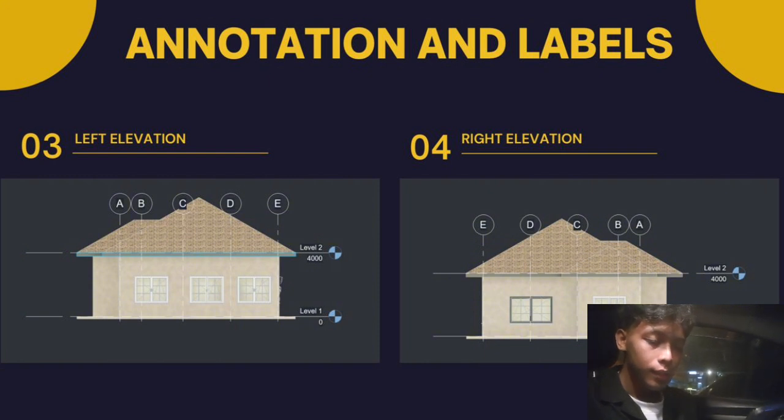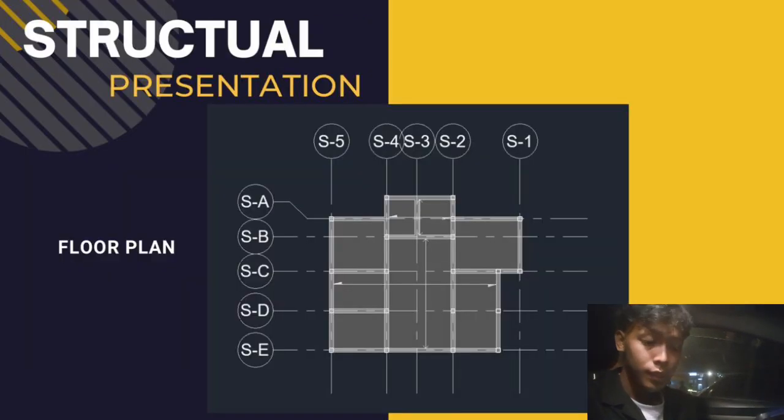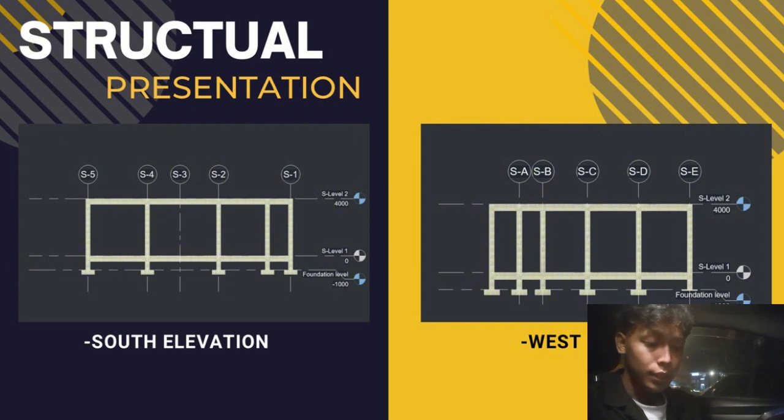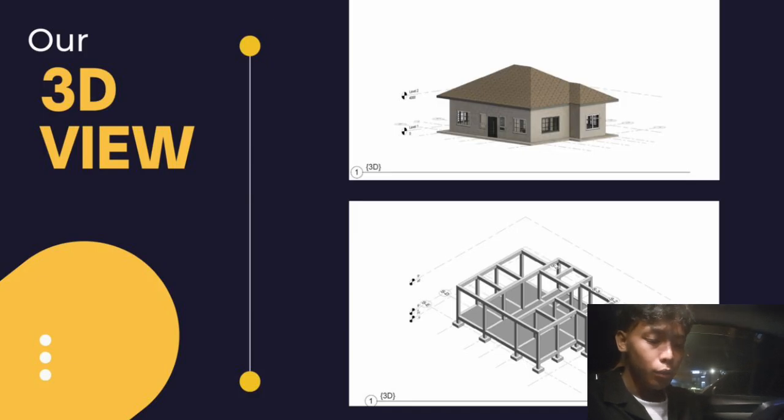As you can see, this is our structural presentation. This is our floor plan. In our structural presentation, we also include a north elevation and east elevation. The next slide has south elevation and west elevation. Next, I will continue to our 3D view. This is our 3D view of our house model.